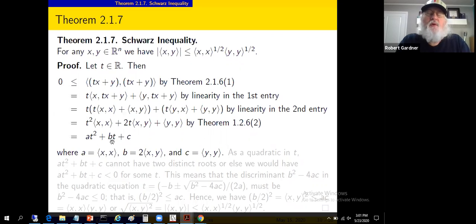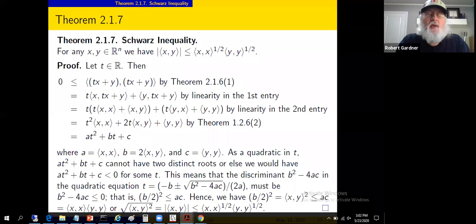So when the vertex is below the x-axis, we've got a problem. If the vertex is below the x-axis, then if you look at at squared plus bt plus c and set it equal to 0, you get 2 distinct roots. We'll have 2 points where this upward-opening parabola intersects the x-axis. You can't have that. You have 1 when the vertex touches the x-axis. You can't have 2 points where this is 0.